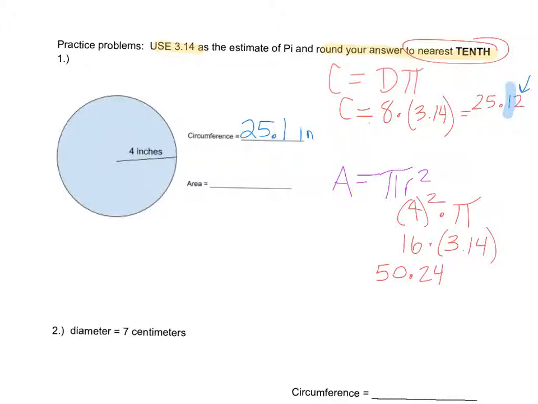50.24. You're looking at the 2 because you're rounding. 4 tells you to stay. So it's 50.2, and what are my units? Inches squared. Inches squared because it's area.